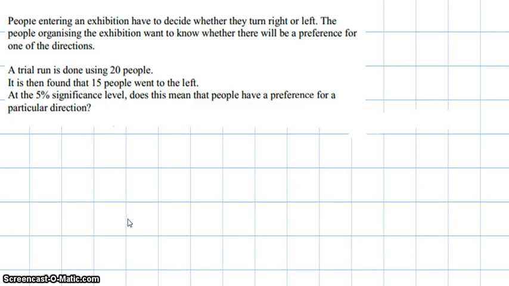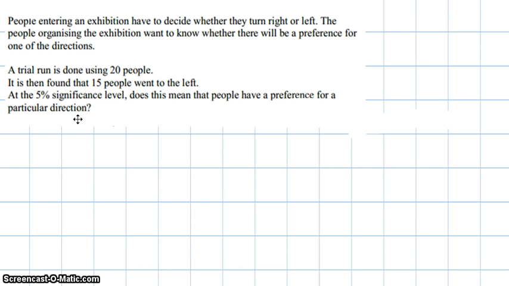Right, so let's look at another hypothesis testing case where we will have a detailed situation. People entering an exhibition have to decide whether they turn right or left. The people organising the exhibition want to know whether there will be a preference for one of the directions. A trial run is done using 20 people, and it's found that 15 went to the left. At 5% significance, does this mean that people have a preference for a particular direction?